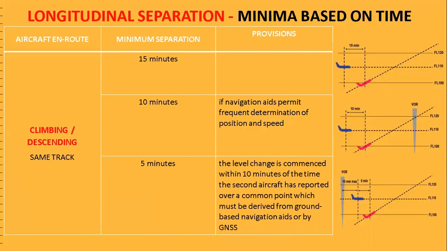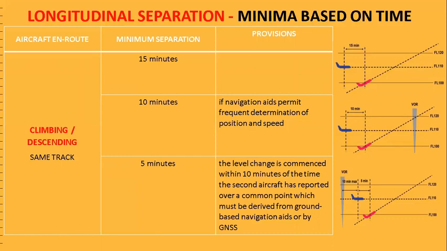Now the pink aircraft will commence a level change from flight level 100 to 120. Once it leaves flight level 100 and reaches flight level 120, in between there is no vertical separation, but it will be ensured that these two aircraft are always 15 minutes apart. Then the second condition, where the minimum separation is 10 minutes, is that we have some navigation aid permitting frequent determination of position and speed of both aircraft, while the level change is commenced.